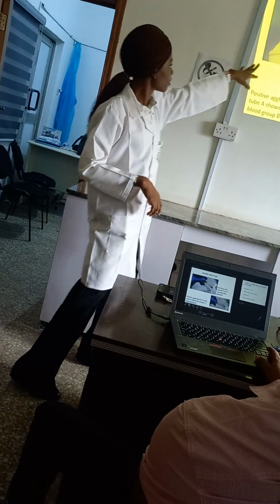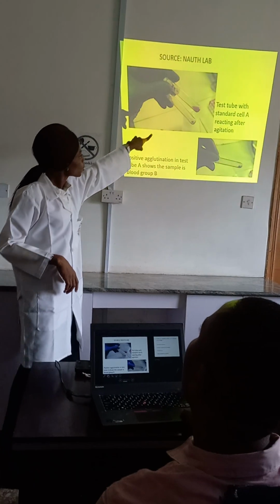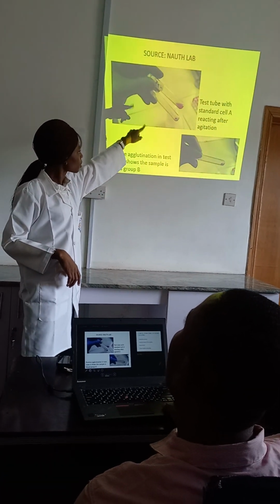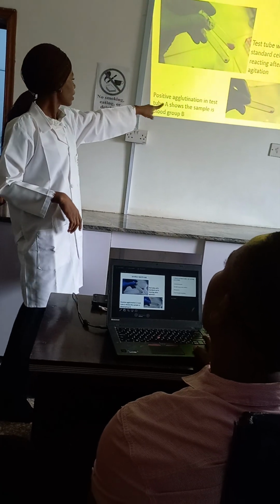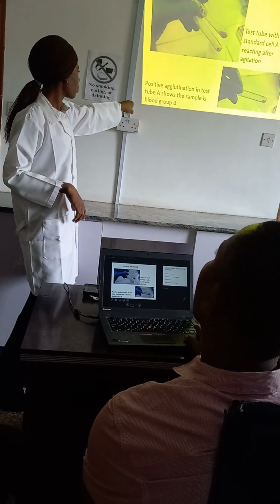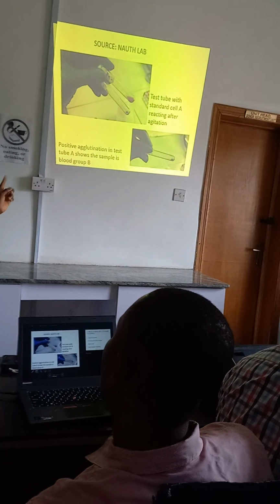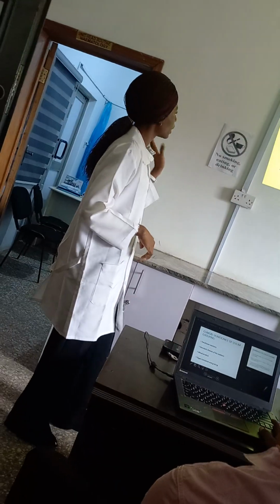So this is the one we did. This one is showing a reaction. The other one is not showing a reaction after agitation. Positive agglutination in test tube A shows the sample is blood group. Next slide. So clinical significance of serum group.